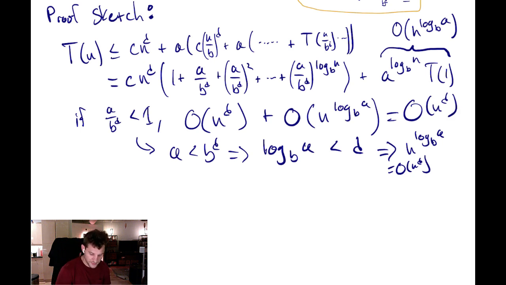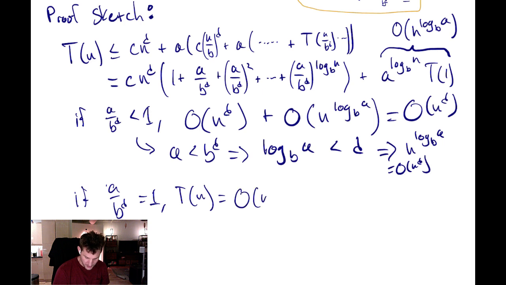Okay, so if it turns out that a over b to the d actually equals 1, then things are a little bit more interesting, because that means this geometric series here is just 1 plus 1 plus 1 plus dot dot dot plus 1, log base b of n many times. So you end up getting an expression which is T of n equals O of n to the d times log n, right?